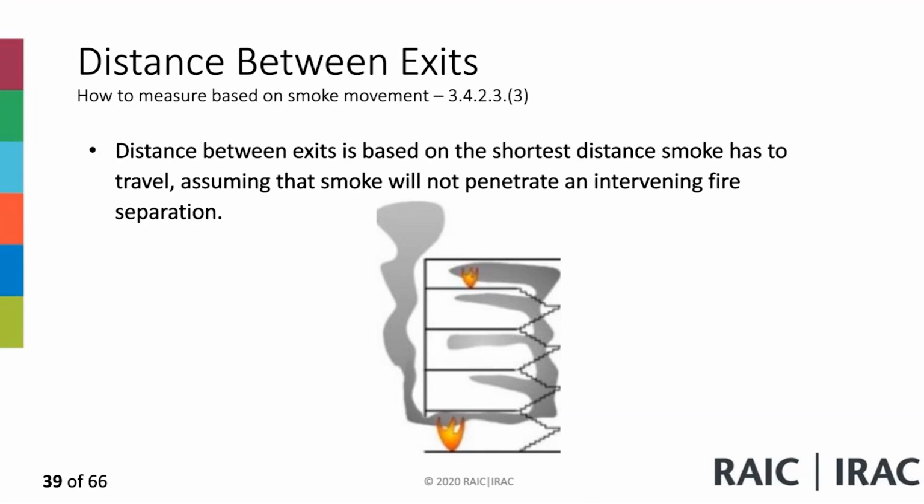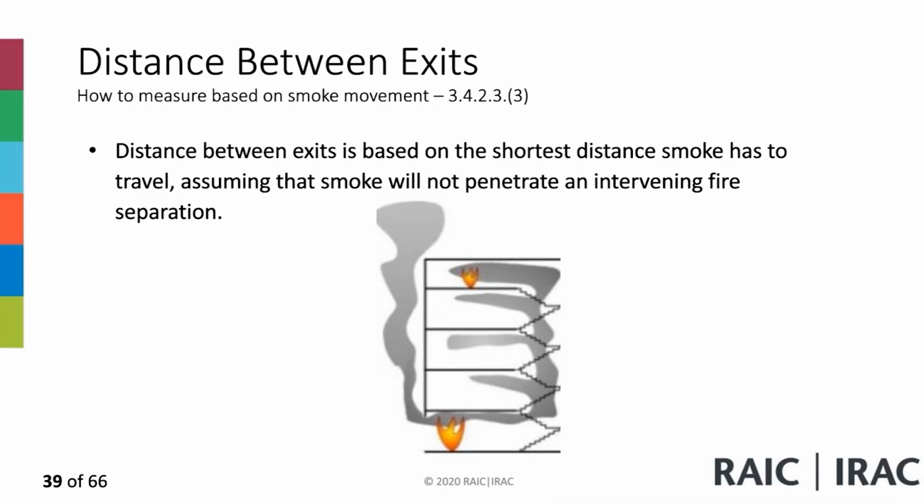Exits need not comply with sentence 1, where the floor area is divided so that not less than 1/3 of the floor area is on each side of a fire separation, and it's not necessary to pass through that fire separation to travel from one exit to another. And they define the distance between exits in sentence 3 as the shortest distance that the smoke would have to travel between the exits, assuming the smoke will not penetrate intervening fire separation.